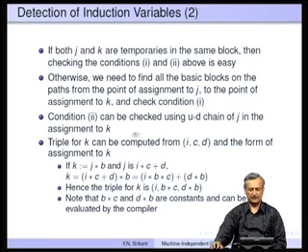Condition 2 can be very trivially checked using the UD chain of j in the assignment to k. This use-definition chain will tell us how many definitions of j are reaching that particular point.